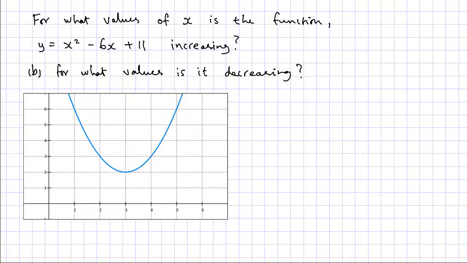This video is on finding where the function is increasing and where the function is decreasing. So we have for this question here, for what values of x is the function y equals x squared minus 6x plus 11 increasing? And then for what values is it decreasing?